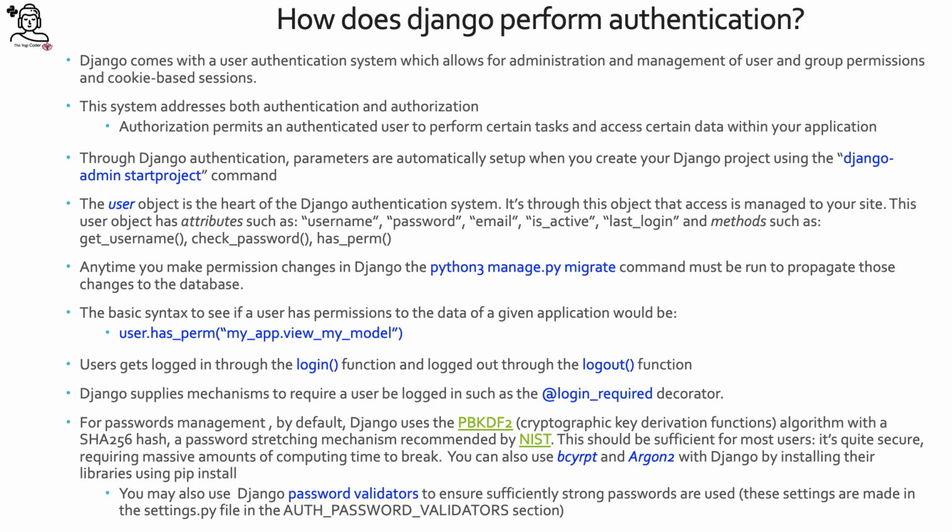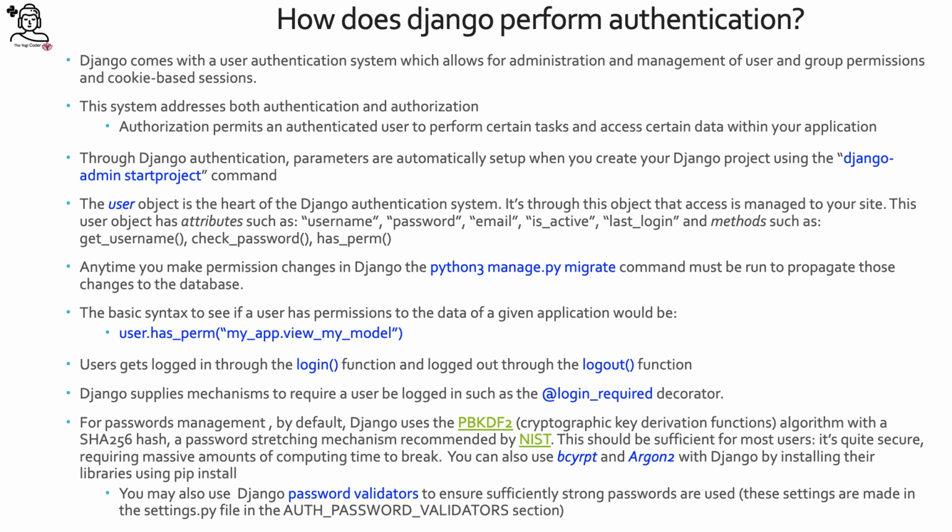You can also use things like bcrypt and Argon2 with Django by installing their libraries using the pip install functionality. And I've used bcrypt with Flask, and it's a wonderful tool as well. You may also use Django password validators to ensure sufficiently strong passwords are used.